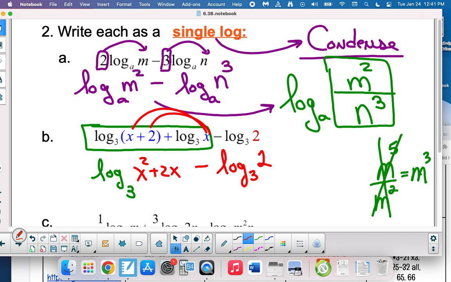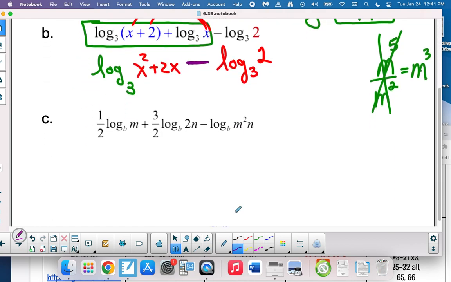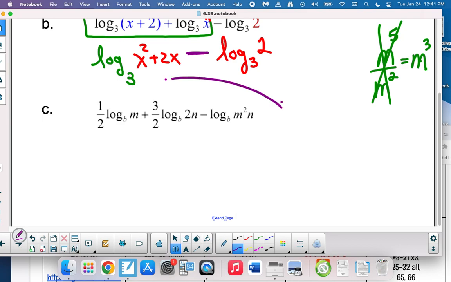Okay, now you have subtraction, which we should know is what? Division. So it's division. Log base 3, then x squared plus 2x over 2. Numerator, first number. Denominator, second number.